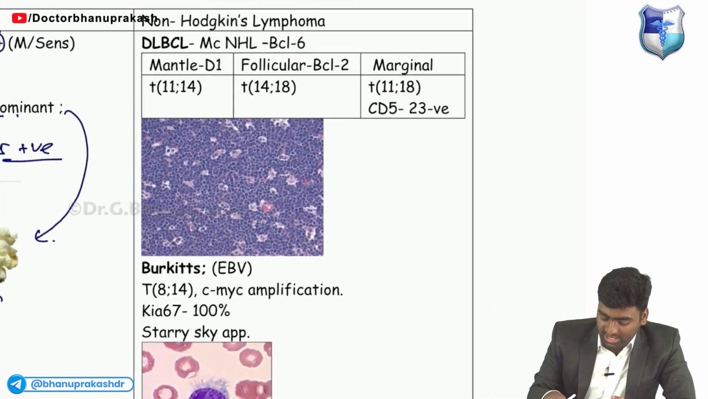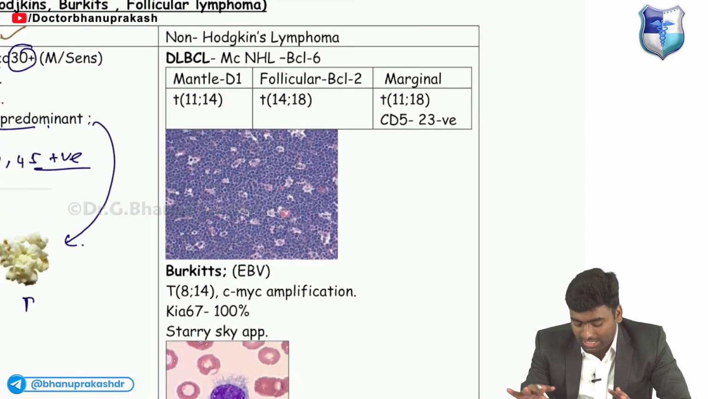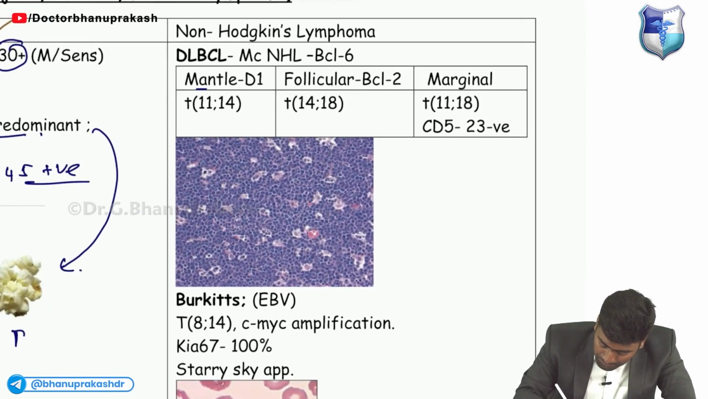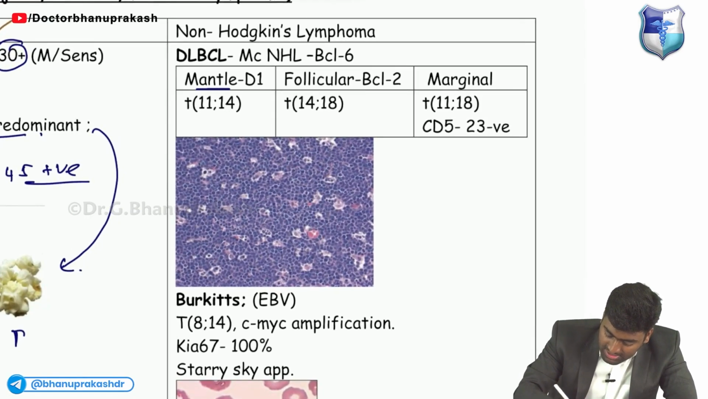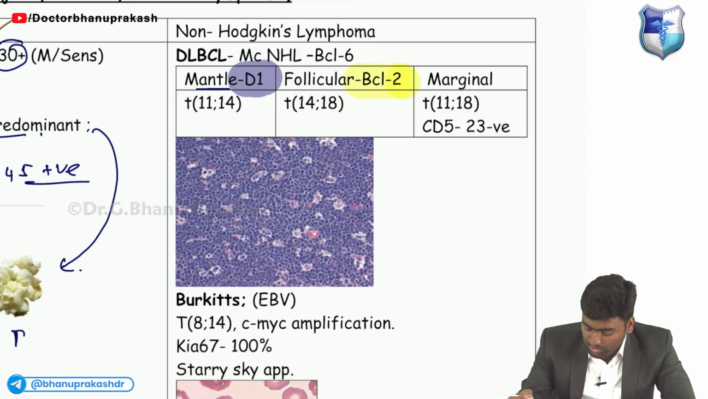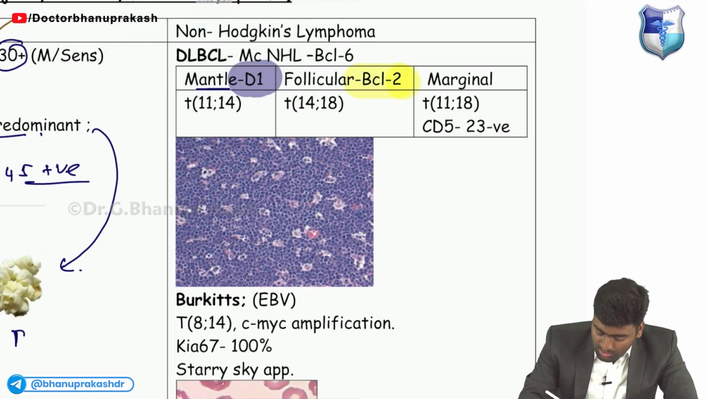Next, in the case of non-Hodgkin's lymphoma, there are different types. Here you need to know about the translocations. So remember, mantle cell will be positive for cyclin D1, whereas follicular will be positive for BCL2. Then you want to know about their translocations.